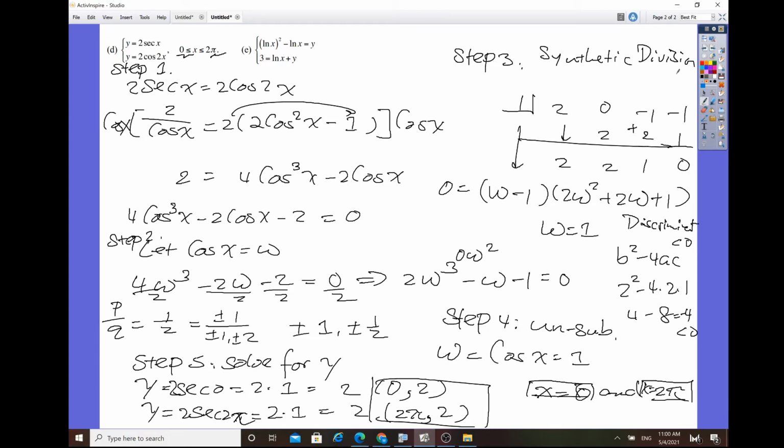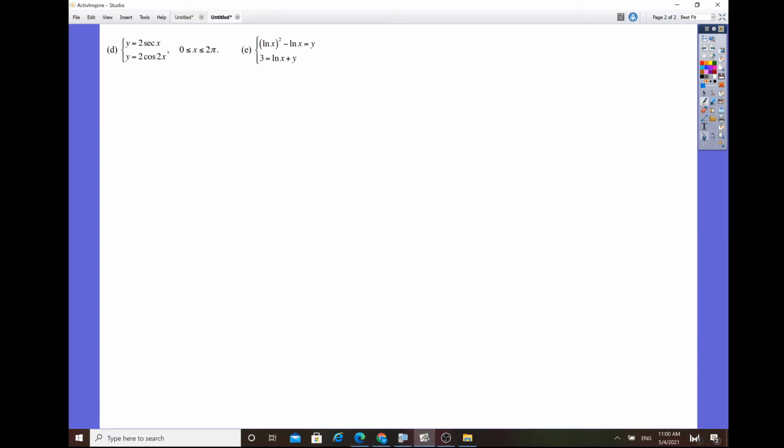And now, what about for e? Okay, so let's check it out for e. So this one is natural log of x quantity squared minus natural log of x equals y. Okay, so one thing that we can do here, we can always solve for natural log of x first by using substitution. So for the first thing that you want to do, isolate that natural log of x in the second equation. So we do have 3 minus y.